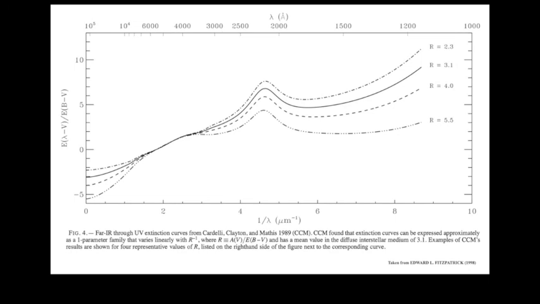This gives you the ratio of E lambda minus V with respect to E B minus V, which is the color excess in the V band with B minus V. And in this case, if we consider the wavelength of the ultraviolet radiation, you can figure out that the number will come out to be 2. Okay, so keep this in mind because we will be using this.